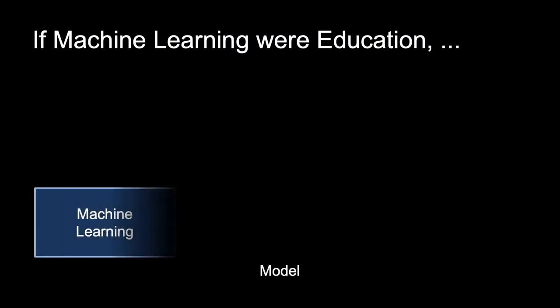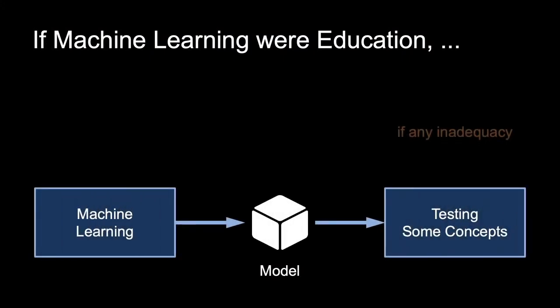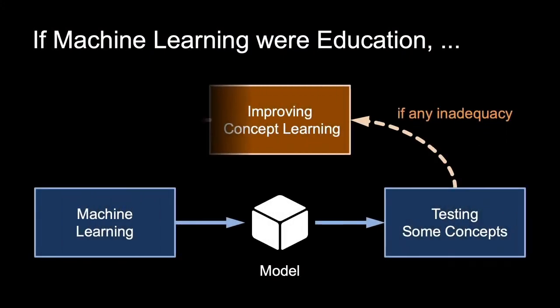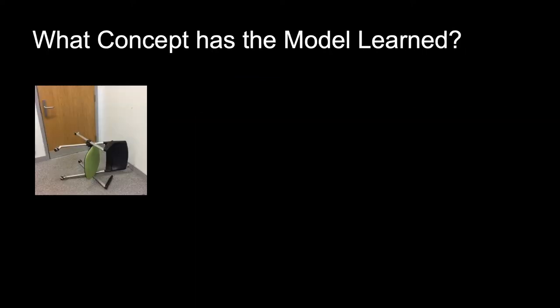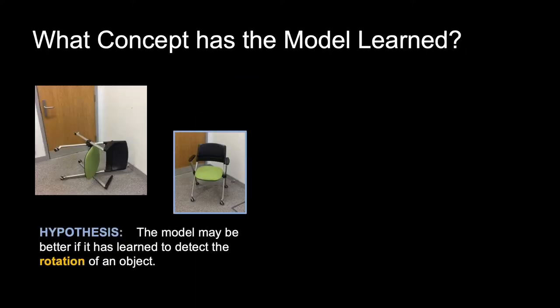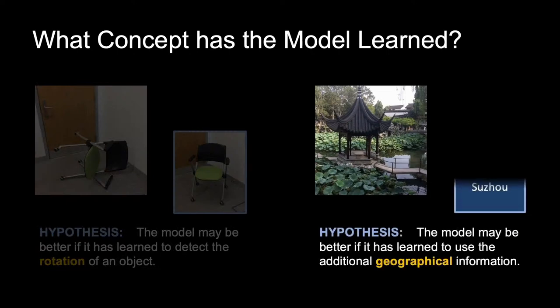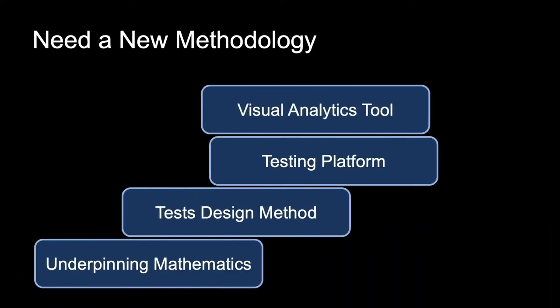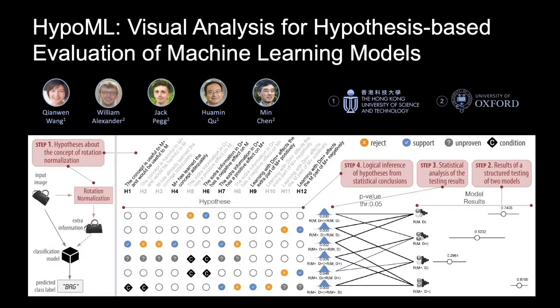If machine learning were like education, we would like to test what concepts our student, the model, has learned. Has it learned the concepts of object rotation? Does additional text help with object recognition? We need a methodology and platform for conducting such tests. In this paper, we present a novel visual analytics tool that enables hypothesis-based evaluation of machine learned models.